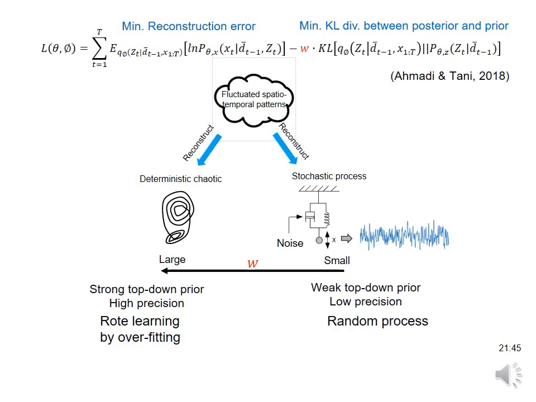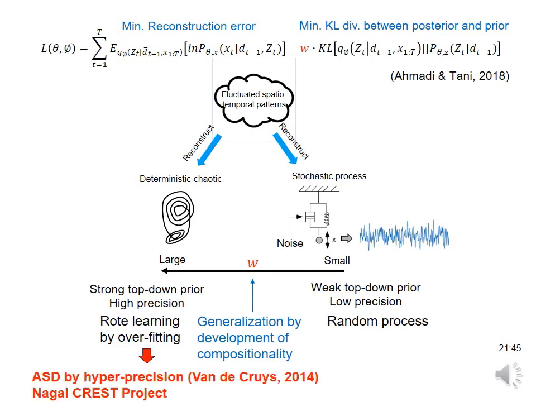So what we found is that in the intermediate region between these two extremes, the most generalization can be seen. We further speculated that the case of ASD might be related to this kind of mechanism. As these researchers are saying, hyper-precision and rote learning might be very much analogous to the ASD case.